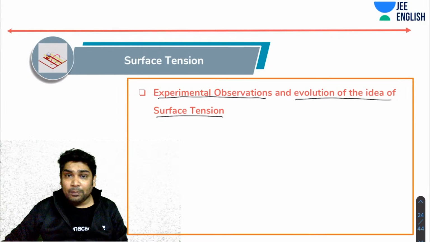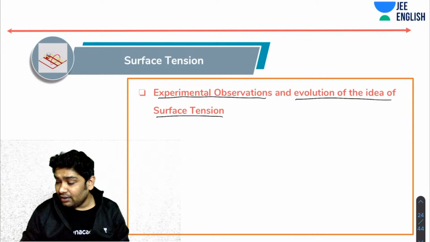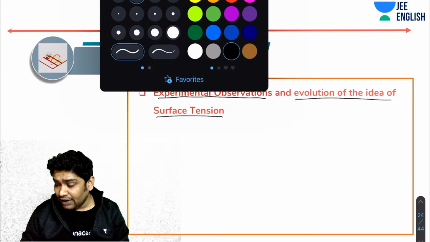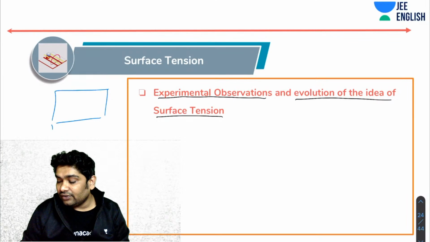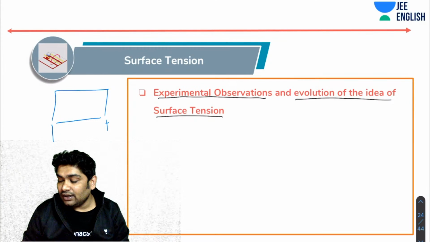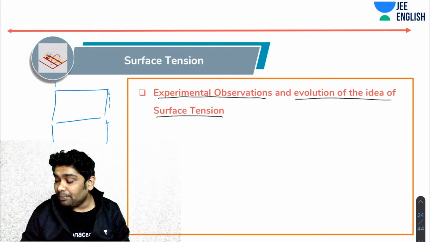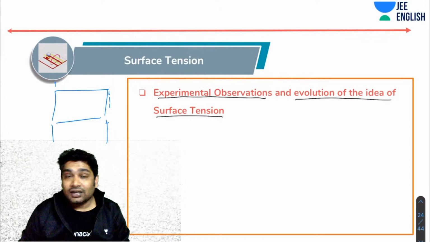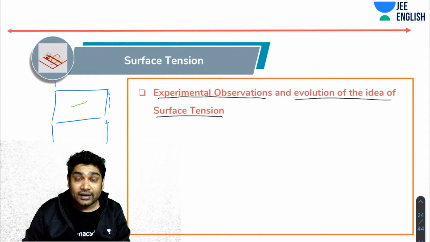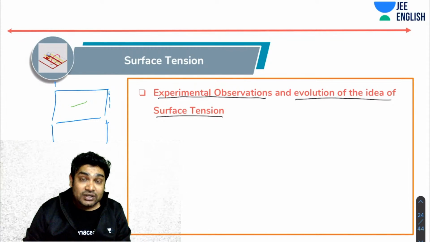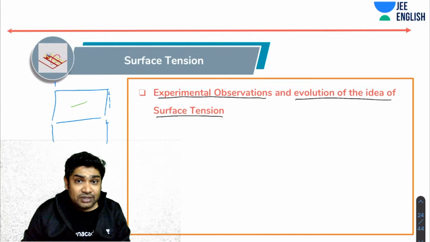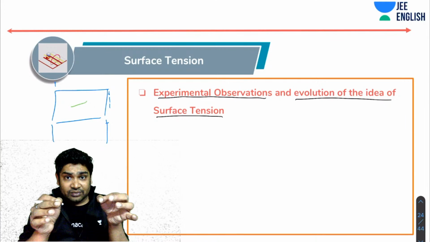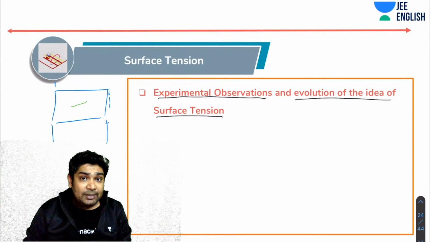If you take a small pin of iron and place it gently on a liquid surface, imagine you have a liquid in some container, it turns out it keeps on floating. Now that is something very strange because iron has a density greater than the density of water.